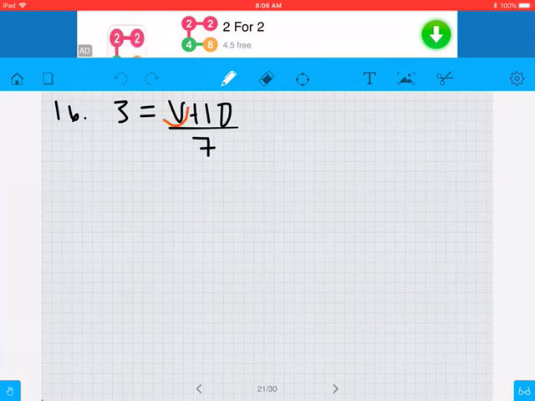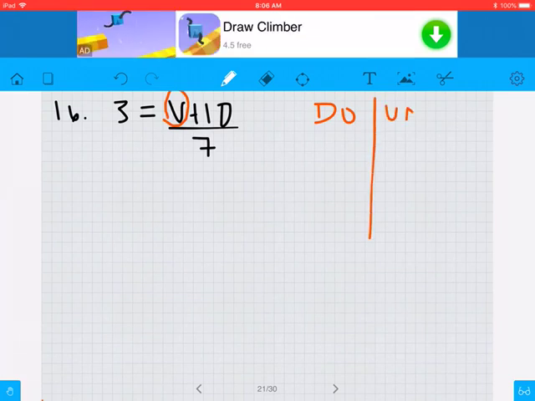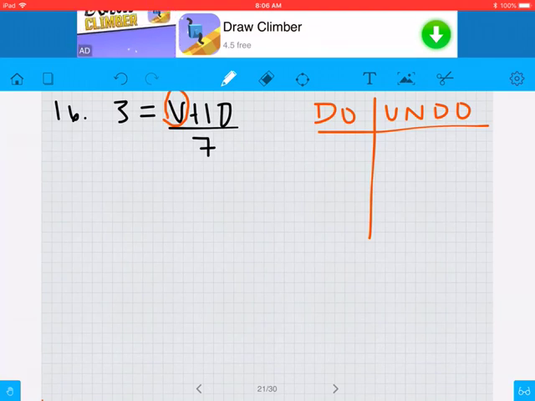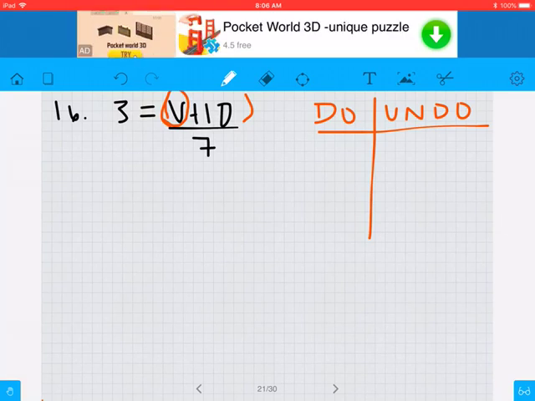So let's start with our do and undo chart. If you were watching yesterday, I did a do and undo chart for your variable. You're going to see what's happening first to your variable, and then you're going to undo those operations. So first thing here, just read that as being parentheses v plus 10 because they are both above our fraction bar. That means we're first adding 10 to v, and then dividing by 7.